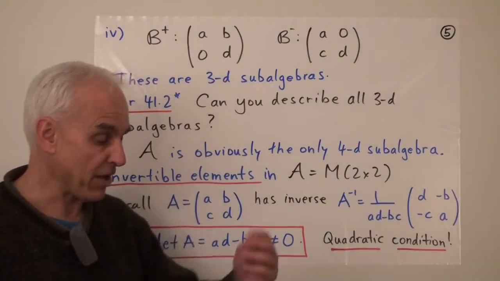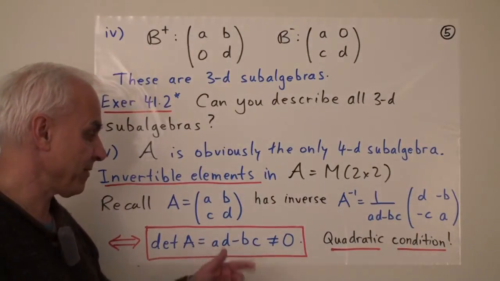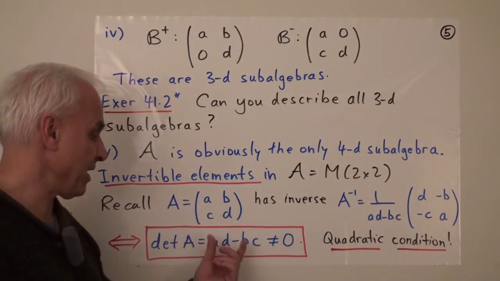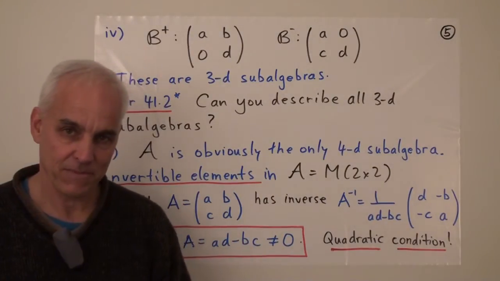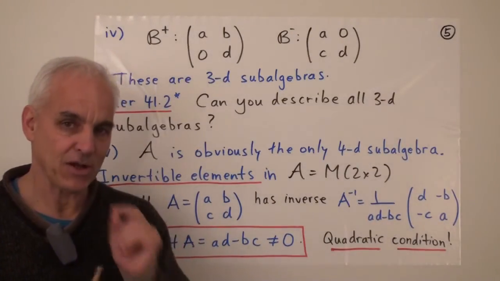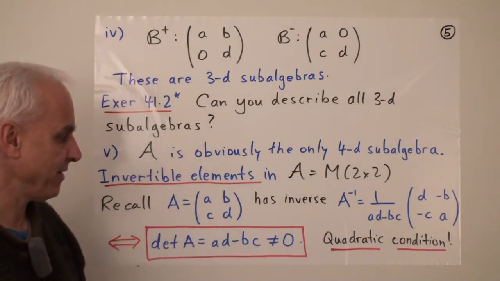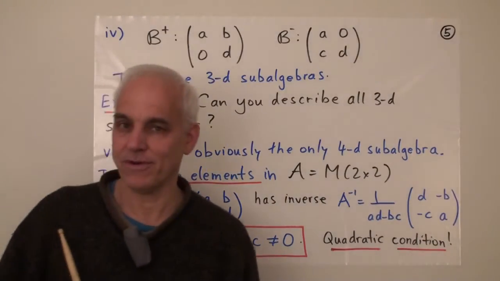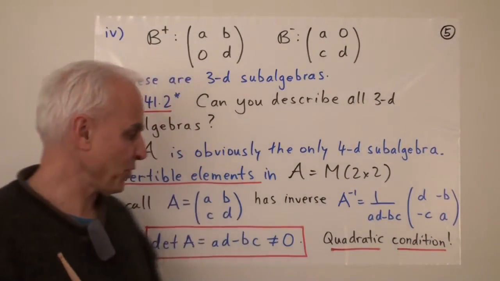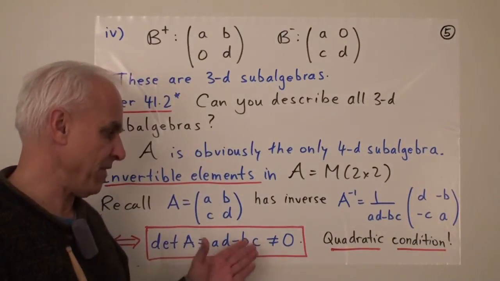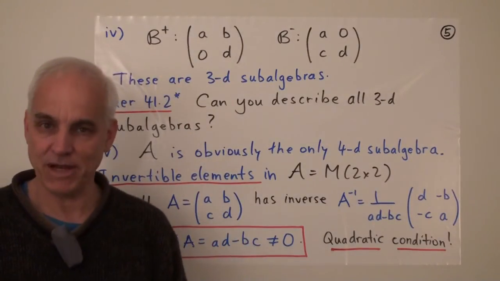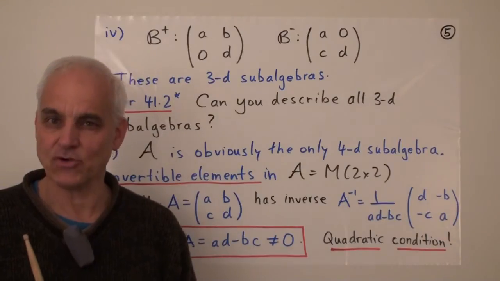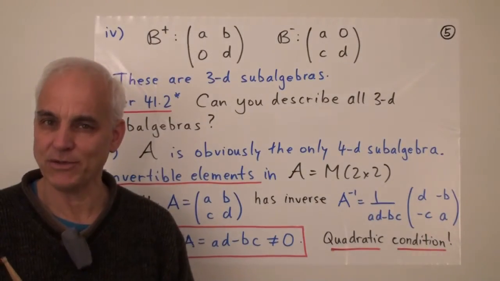If you go to 3 by 3 matrices, it becomes cubic. 4 by 4 matrices, it becomes degree 4. Only in degree 2 is it a quadratic condition. We're going to see that there's something very special about 2 by 2 matrices, and this is certainly part of that, maybe a very important contributing aspect to the special nature of the 2 by 2 algebra of matrices.